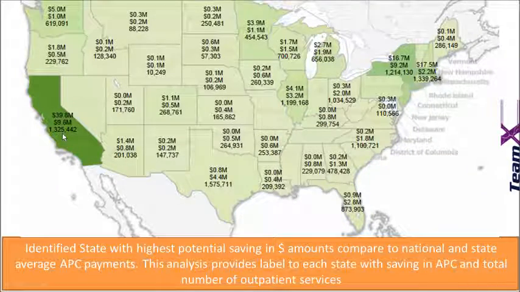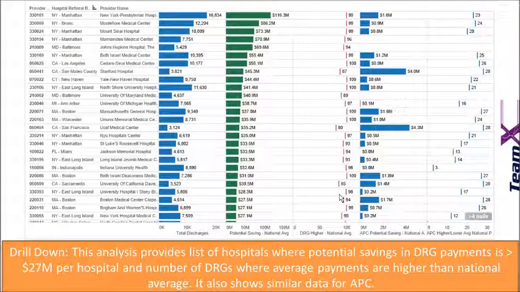The next one shows a similar view for the APC data. Now we're actually drilling down to the hospital level, and you can see a list of hospitals here showing you different metrics such as discharges, potential savings compared to the national average, and the same thing for the APC data. As you can see here, what we've done is shown you all the outliers. So any hospital for which the total potential savings when compared to national average is at least $27 million or higher. And what you see here, these numbers actually reflect on how many of the 100 DRGs this hospital is consistently higher than the national average.